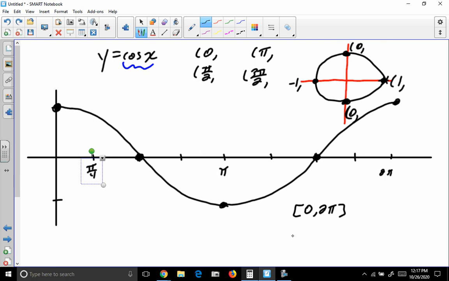So our period is 2 pi. Once we get back here, we're going to start repeating the same thing. The amplitude of our standard cosine wave is 1, because the distance from the peak to equilibrium or the trough to equilibrium, that distance is 1 in either case. So period and amplitude.